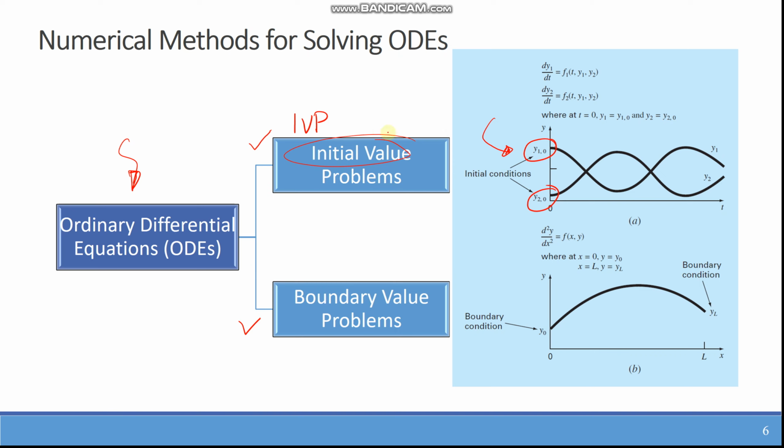For example, at y naught, when x is 0, y is equal to, let's say, 5. Or when x is 0, y prime is equal to 1. So these are problems where the initial values are given. Unsay kalainan with the boundary value problems.